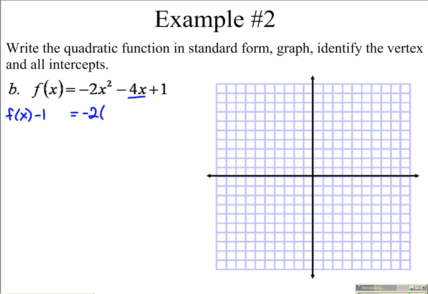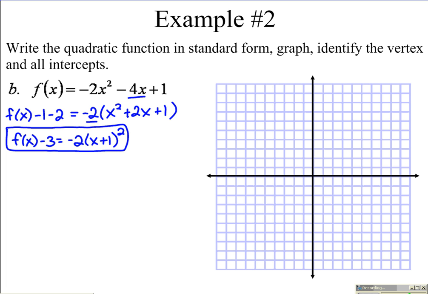So I'm going to take a -2 out, which leaves us with x squared plus 2x. Now we complete the square on what's left inside here. Take half of 2. Half of 2 is 1. 1 squared is 1. To the other side, I need to subtract 2 because of this -2 out front here. Simplify, we get f of x minus 3 equals -2 times x plus 1 squared. There's standard form.